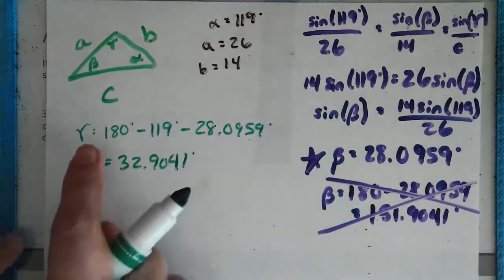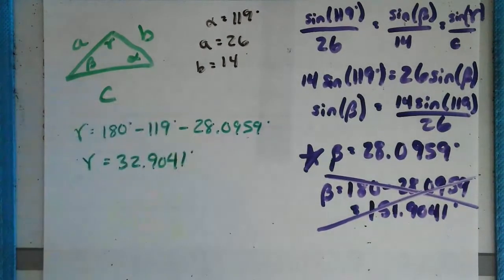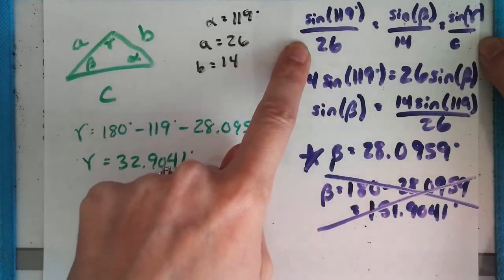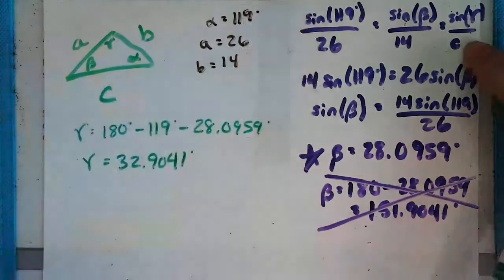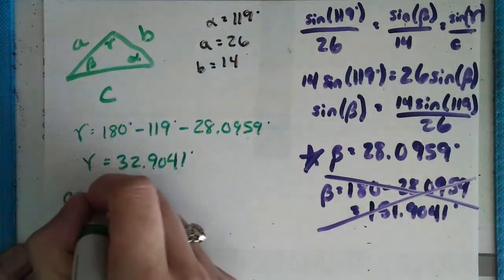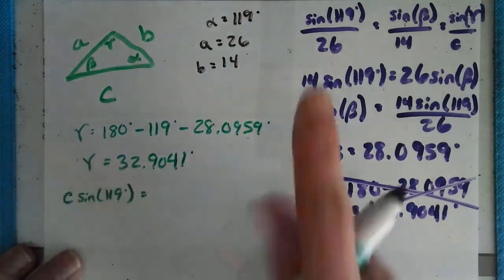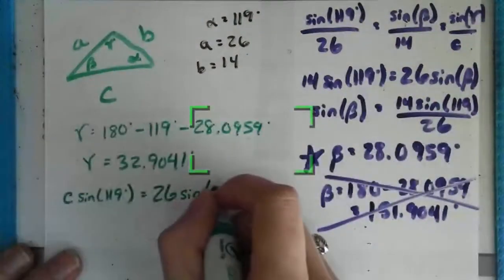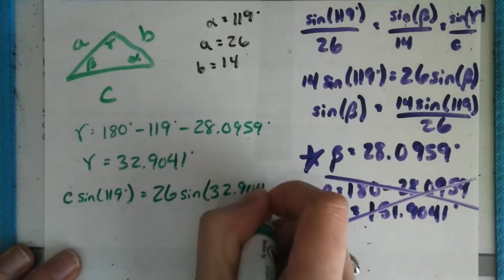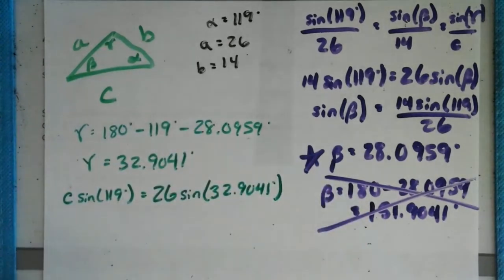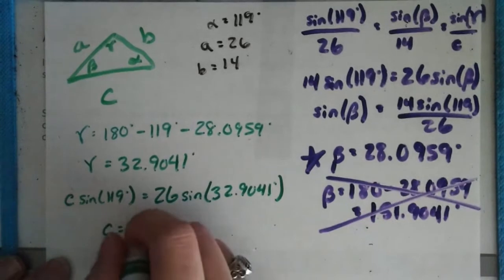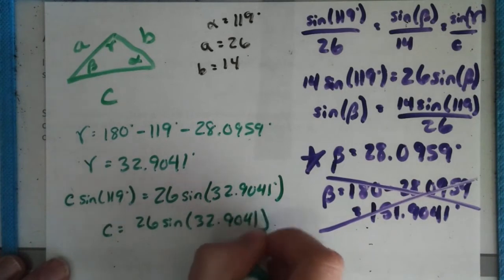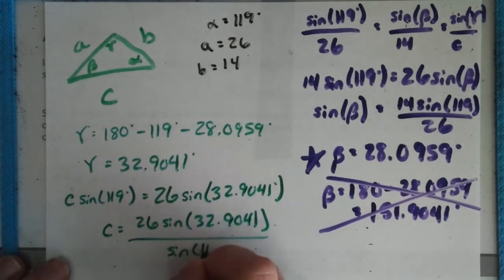Now that we know what gamma is, we can use this first term and the last term and set them equal, and we can cross multiply. So we get c times the sine of 119 is equal to 26 times the sine of gamma, but we just found gamma. So that's going to be the sine of 32.9041. Dividing both sides by the sine of 119, we get c is equal to 26 times the sine of 32.9041 all over the sine of 119.